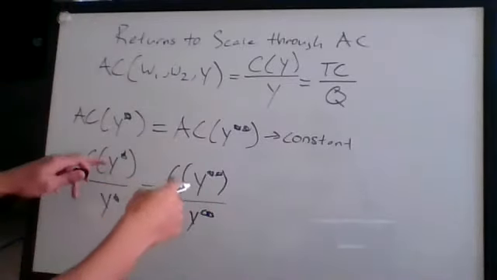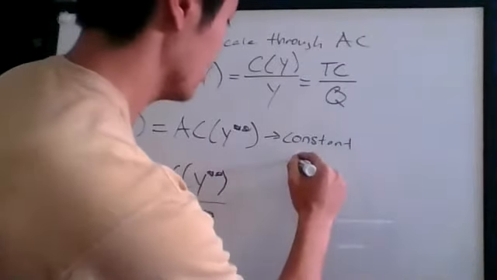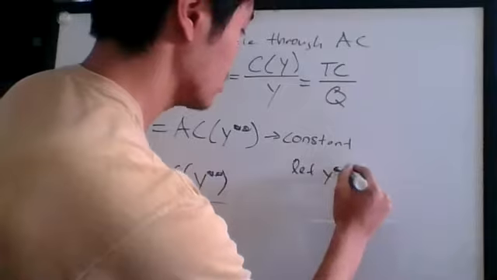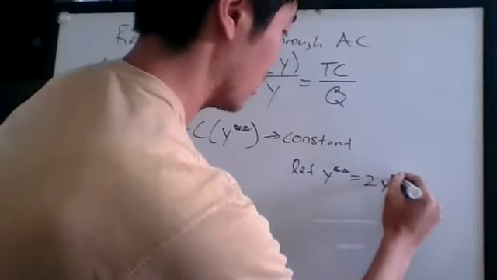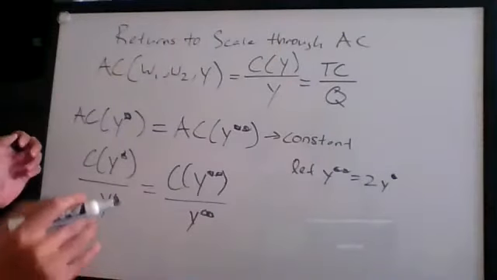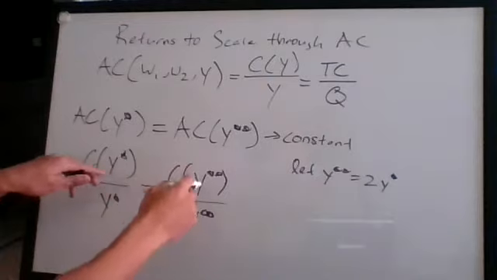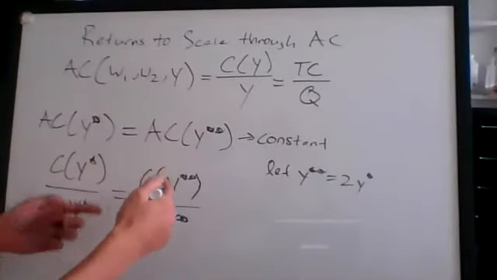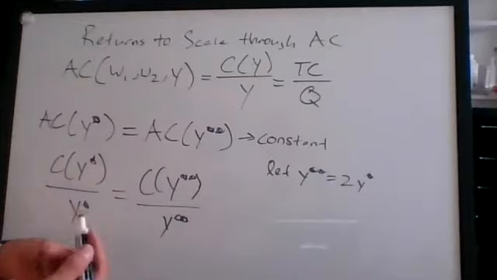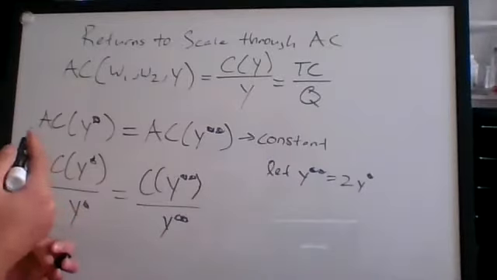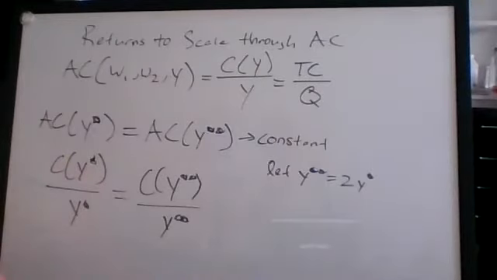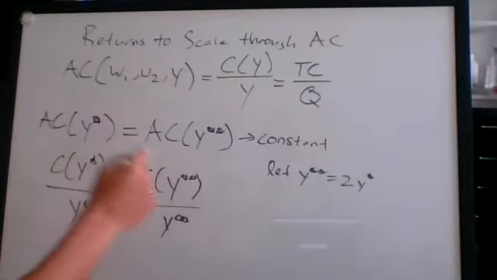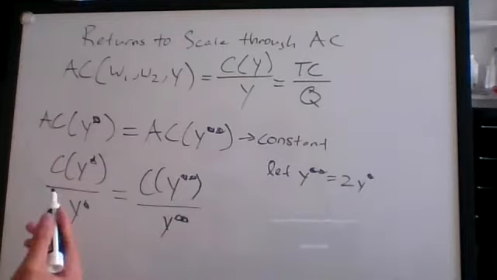And if you guys can imagine, let's say that we let y double star be equal to 2 times y star, just for the sake of this problem. When we double however much we produce, hopefully this makes sense to you guys, that should double how much cost we have. So that's the intuition there. Essentially, when I double my quantity produced, I should theoretically be doubling my cost.